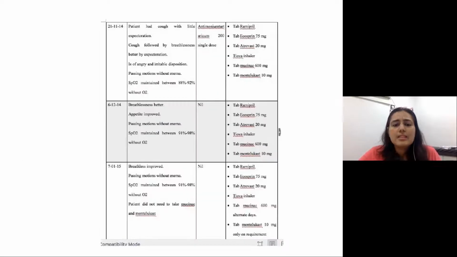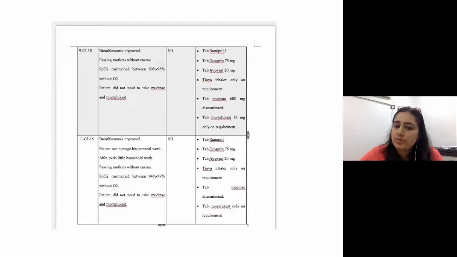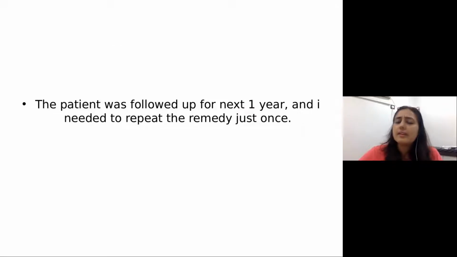This is all his follow-up chart which I have made. The patient was discharged, and he followed up with me for 1 year. And in 1 year, I just needed to repeat Antimonium tartaricum once, that too in the second month, because in the second month he came for the follow-up, and he was coughing. He was breathless. He was not able to expectorate, and he took out some cough in front of me and showed me the consistency of the cough, and the cough was very sticky. It was like chewing gum. So again, that is one of the indications of Antimonium tartaricum, and I repeated the dose.